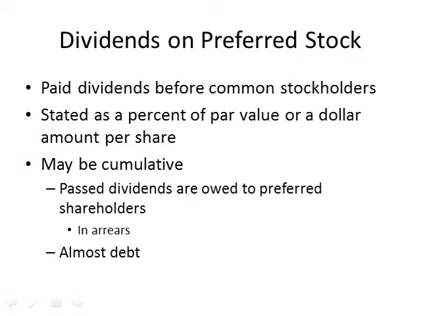The balance sheet classification of preferred stock as well as the allocation of dividends may be complex if the preferred stock is cumulative. Corporations sometimes fail to pay a dividend to preferred stockholders.